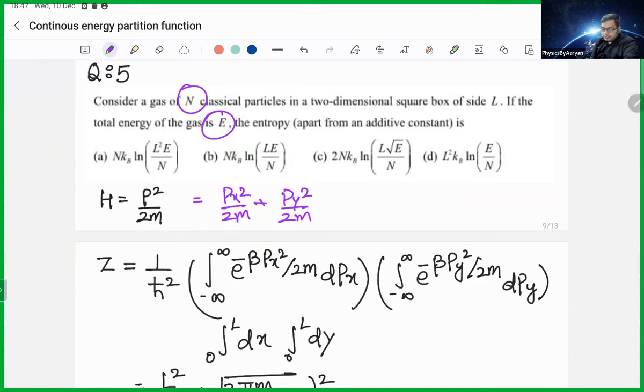Okay. So in this case, I also need to find energy. Although they are not asking me energy, they are asking me entropy, but I need to find energy. The reason being because they are asking me entropy in terms of energy. That is why I also need to find energy.